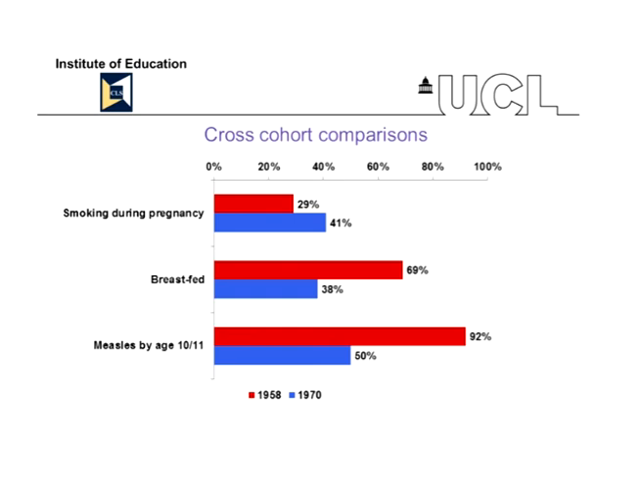Just to give a few examples of some cross-cohort comparisons, these are all based on childhood health. We can see that there was a marked increase between those born in 1958 and those born in 1970 in the percentage whose mothers smoked during pregnancy. We also see a huge reduction in the proportion who were breastfed, and, as a result of the much more widespread vaccination program, a huge reduction in the number of children who had had measles by age 10 or 11. So you can see some really significant differences between the two cohorts born just 12 years apart.